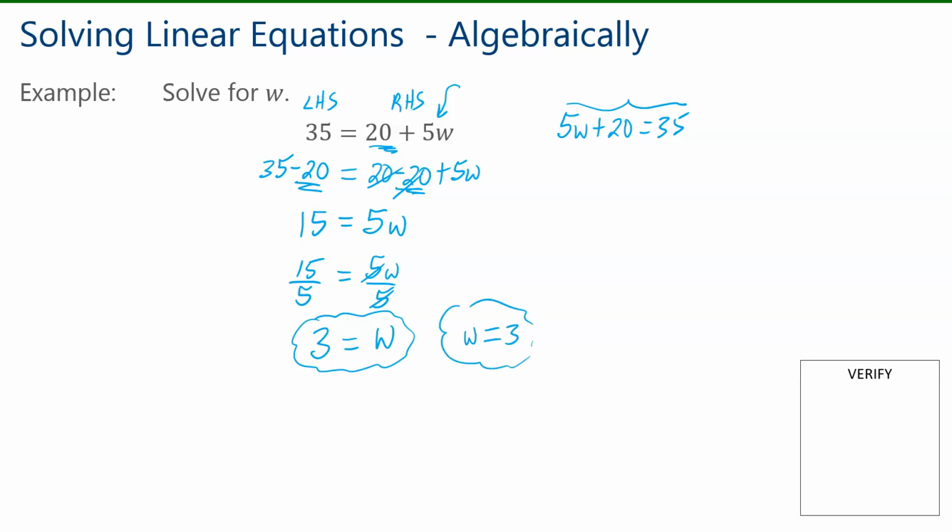Let's verify. 35, circle 20 plus 5w. 35, 20 plus 5 times 3. 20 plus, do the multiplication, we get 15, and 35 certainly equals 35. The correct solution then for this particular linear equation is w equals 3.